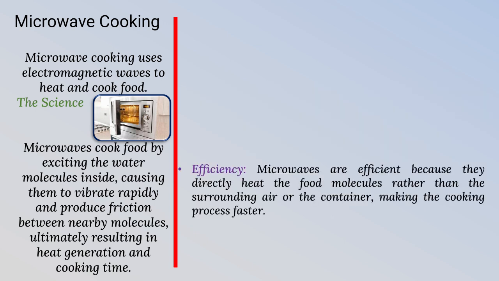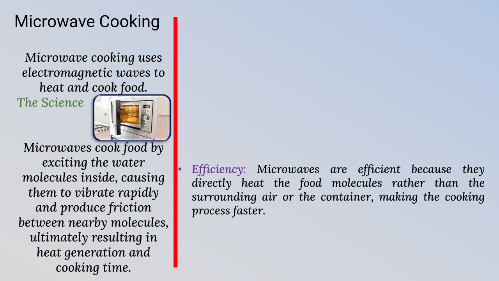Efficiency. You all know that microwave cooking is a very short version of cooking. In a short span of time, the product will get cooked. But how? The idea will be very clear right now. Microwaves are efficient because they directly heat the food molecules rather than the surrounding air or the container, thus making the cooking process faster. You got my point?